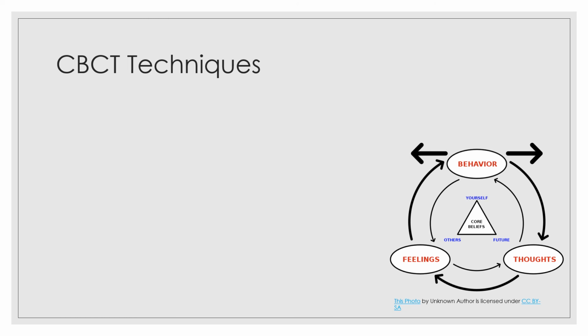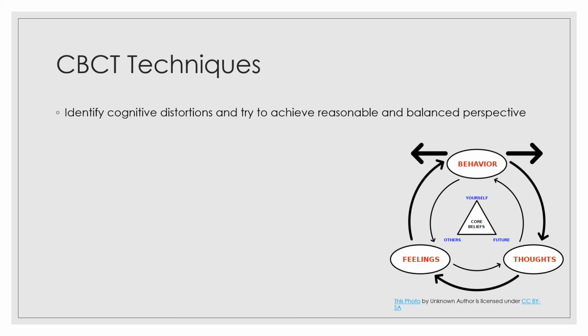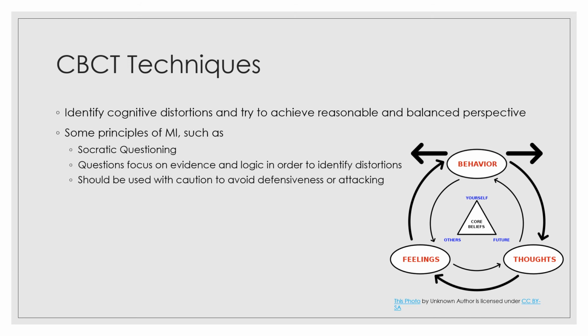So with cognitive behavioral couples therapy, what our techniques are, what we're trying to do is identify those cognitive distortions that are there on both sides, and then try to come to a reasonable and balanced perspective on both sides, right? So we want to help those couples figure out where those distortions or misinterpretations lie, and then come to common ground on what the reality is between the two partners.